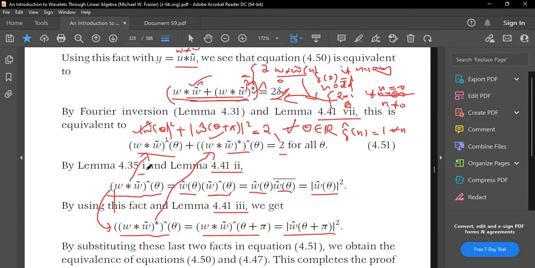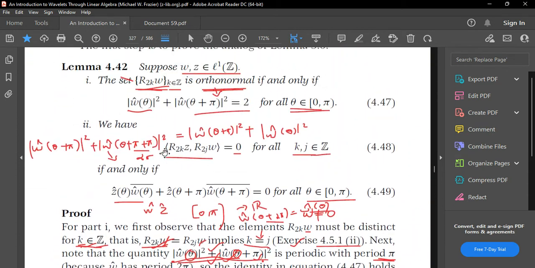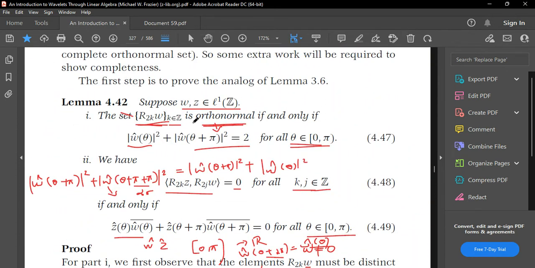We want this result because our first implication is to prove this set is orthonormal implies this identity is true for all theta belongs to 0 pi. We have proved for all theta belongs to R. If this is true for all theta belongs to R and this is periodic with pi, then we can say that this is true for theta belongs to 0 pi also.